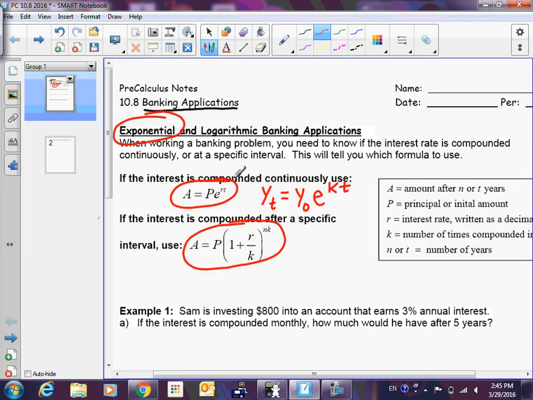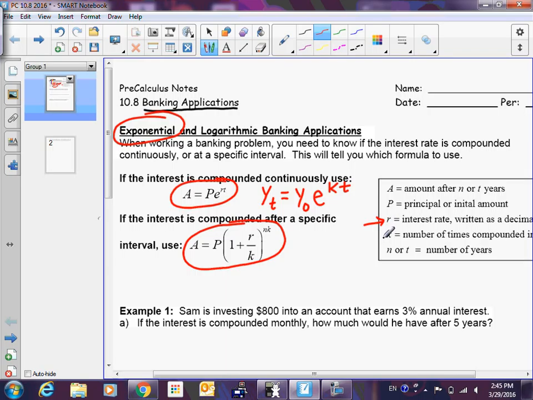In banking problems, we call it P. We call it the principal. That's how much money you start with. You open an account, you put in $1,000, that's your principal. If the interest is compounded continuously, you use this formula, e to the power of RT. Very similar to what we had yesterday, e to the power of KT. Now, K was like our constant of variation. Now we use R, which is your interest rate.